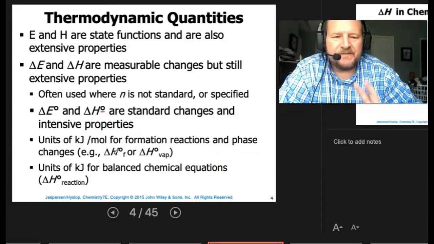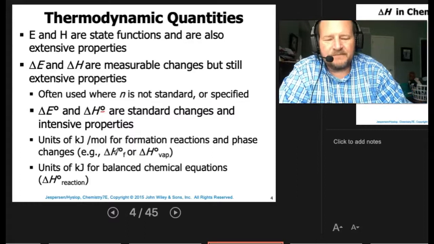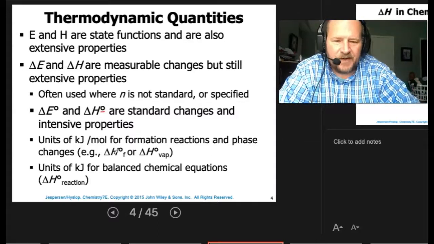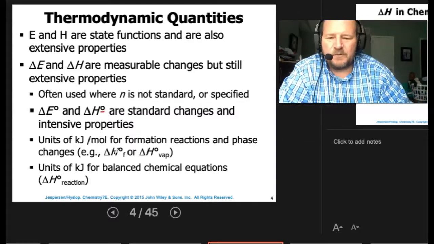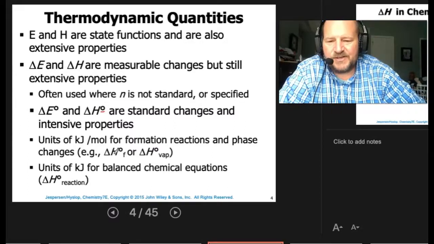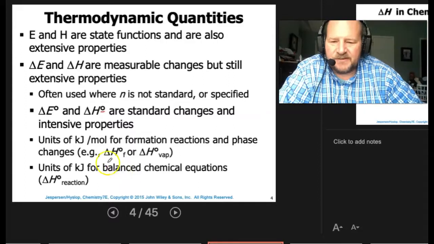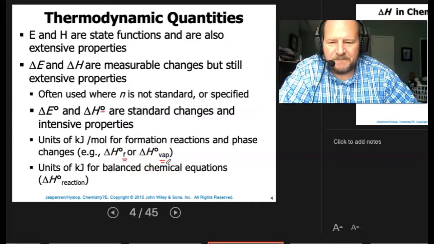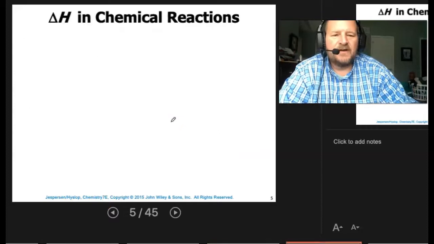So there's two types of reactions here we're looking at, right? We have formation, so we're going to make something, and then phase changes, so solid ice going to liquid water. Units of kJ for balanced chemical equations. And notice the subs here. So delta H of formation is a sub f. Delta H of vaporization, right? So that'd be like the vaporization of water. So we're going to go from liquid water to steam. And then versus of reaction, right? So delta H of reaction.